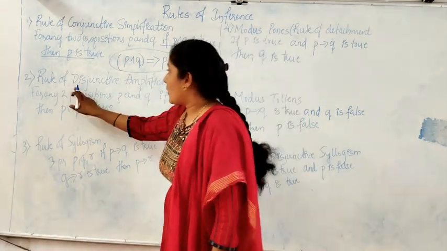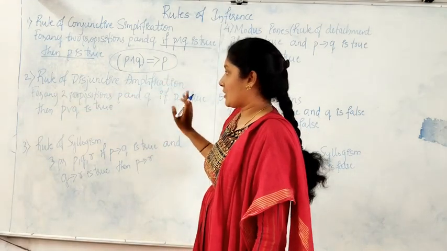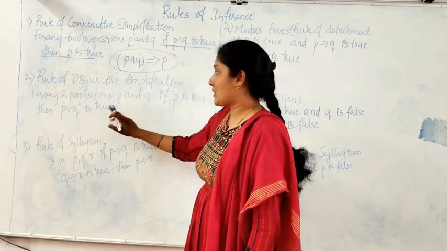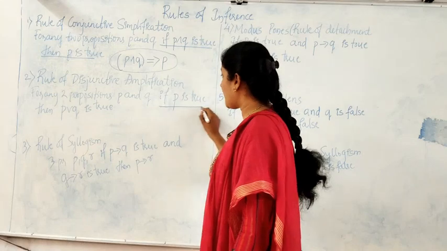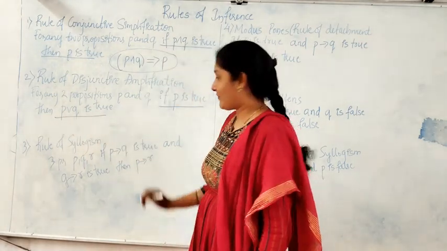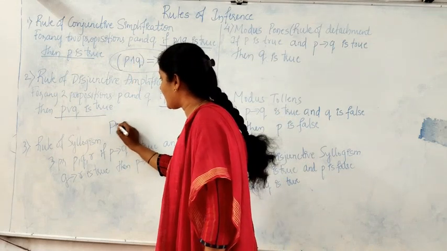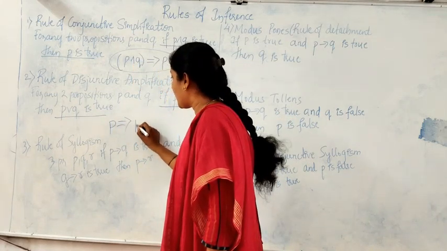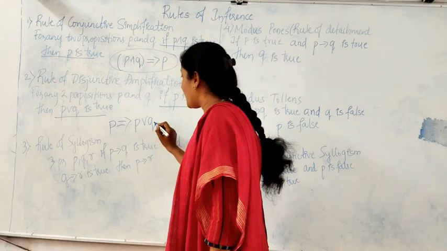Next, rule of disjunctive amplification. Here, for any two propositions P and Q, if P is true, then P or Q is true. That means if P is true, that implies P or Q is true.